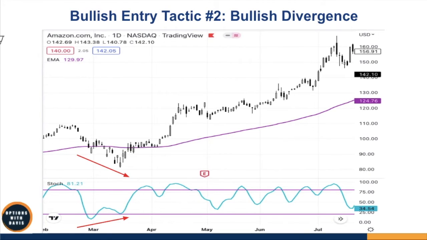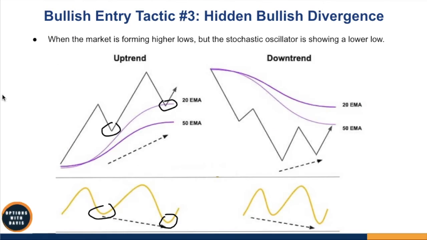So let me show you an example down here. You can see that as it goes up, it's actually forming higher lows. All these are forming higher lows. So this is how it should be, right? But when there is a hidden bullish divergence, you'll notice that the stochastic oscillator is actually forming lower lows. So this can provide a pretty good opportunity to enter into a long trade.